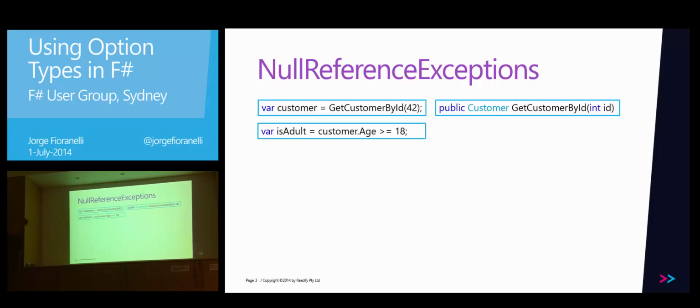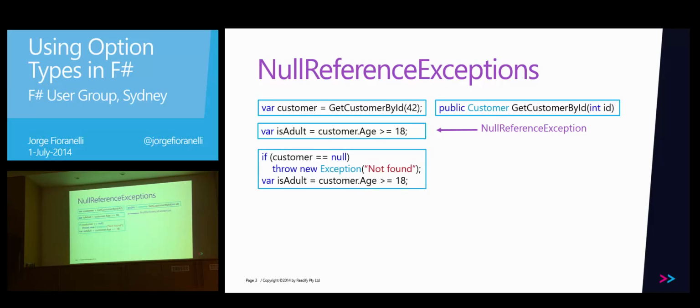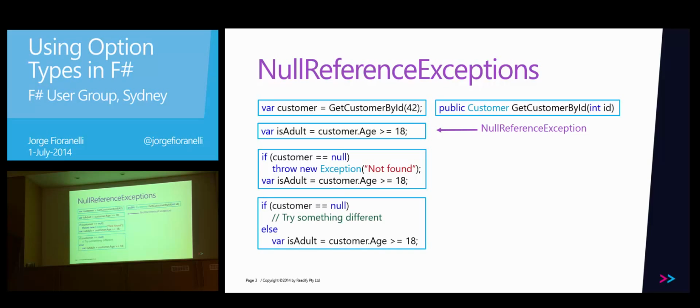So whenever I try to consume that customer, and I want to access, in this case, the property age, I could get a NullReference exception if that was the case. So now my code should look like this. I need to go and check if the customer that I got was null, just in case, and in that case I will throw an exception, or I could do something else.